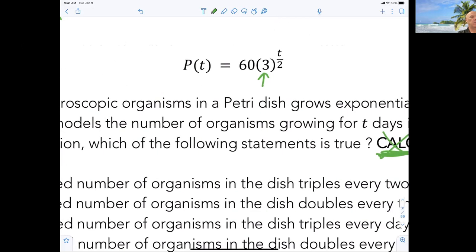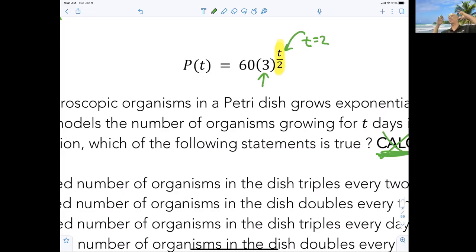Here's the key right here. It's going to triple every two, right? Because on day two, please look, what's two divided by two? So that it'll triple, right? Every one day, it will triple half of it. All right, I hope I'm making sense on that.